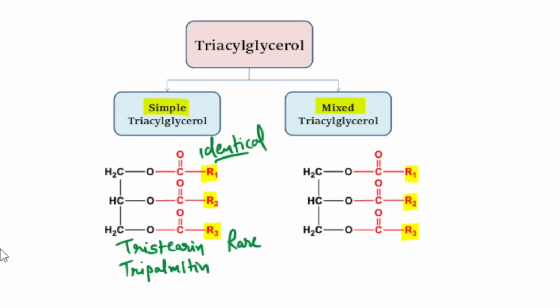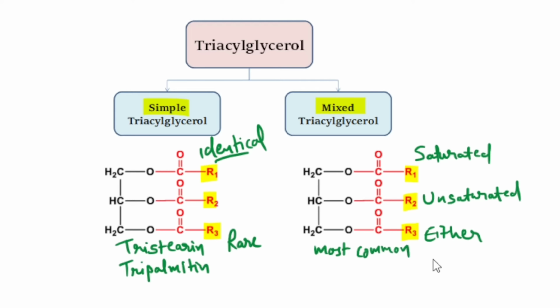In mixed triacylglycerol, the fatty acid attached on the first carbon is saturated. On the second carbon of glycerol, the fatty acid is unsaturated, and on the third carbon, the fatty acid can be either type, saturated or unsaturated. Mixed triacylglycerols are the most common type found in nature. Most fats and oils we consume are mixed triacylglycerols. For example, butter contains a variety of fatty acids, making it a mixed triacylglycerol.